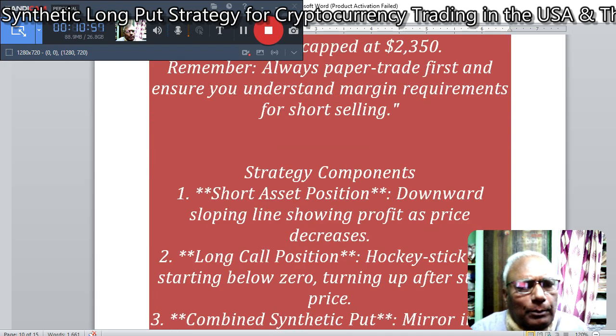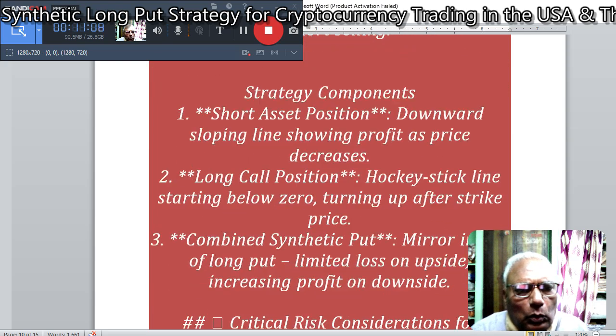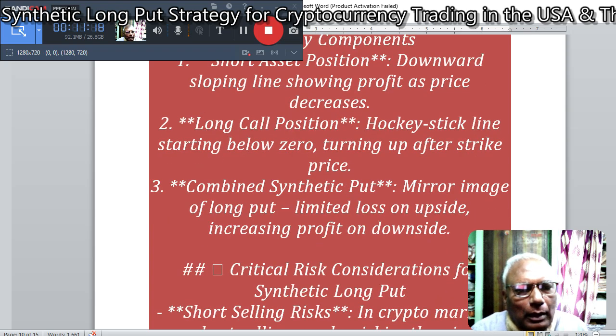Strategy components. One, short asset position: downward sloping line showing profit as price decreases. Two, long call position: hockey stick line starting below zero, turning up after the strike price. Three, combined synthetic put: mirror image of a long put, limited loss on upside, increasing profit on downside.